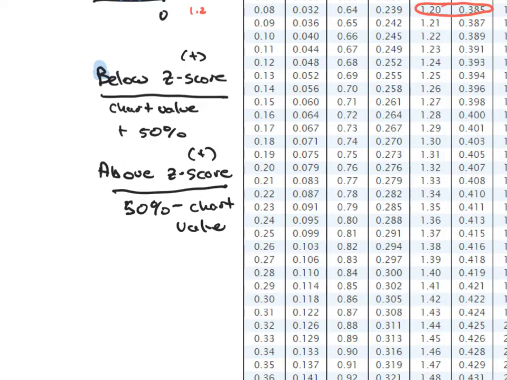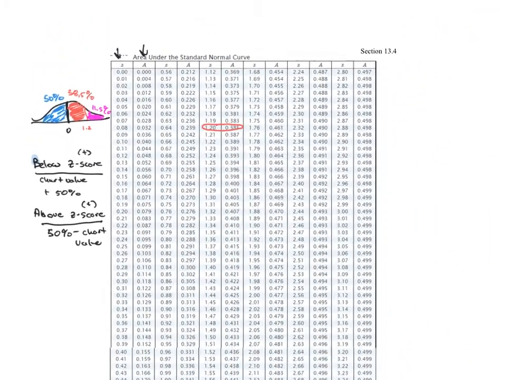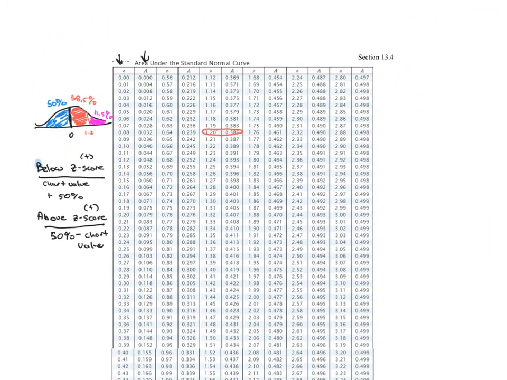Okay, now I have a question. Where the heck are the negative z-scores here? What would it be if you had a negative z-score? Well, the answer is, if you remember, a normal curve is symmetric. So it's the exact same area above the curve as below the curve.